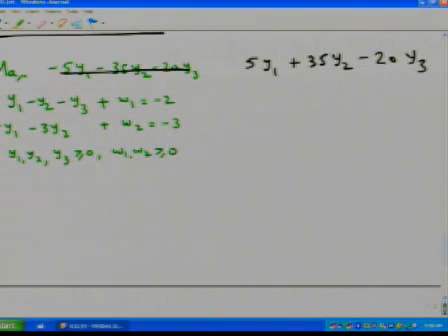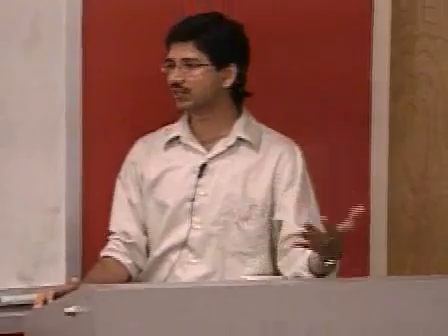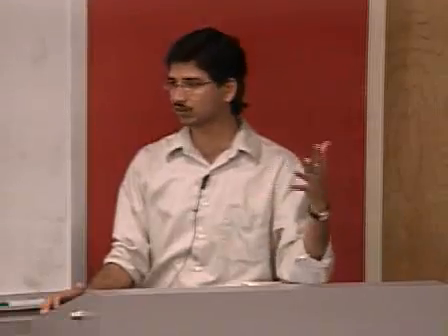And then what do you do? You have to do phase one. You could do the usual phase one, right? You could introduce artificial variables, try to minimize, and so on.